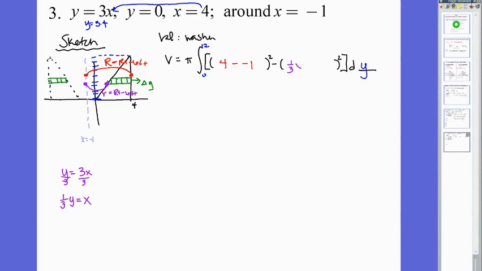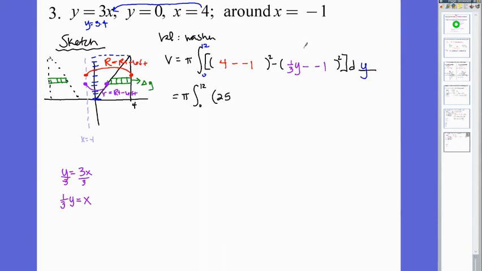Oops, see, it's such a bad habit, you guys. I wrote 1/3 x, even though it's 1/3 y. That's my equation. And I'm going to subtract off my axis of revolution, the left side, and the left side equation was -1. And then we can solve. It's going to take a little bit of work for us to solve this one, and I think you guys will see why here in a second. 4 minus a negative 1 is 5, and 5 squared is 25. So that part is not a big deal.